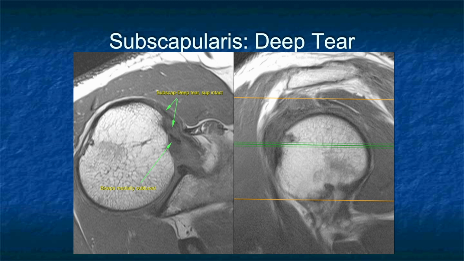Now here's a deep fiber tear of the subscapularis, and you know this has happened because the biceps has subluxed medially. Once you see biceps subluxation medially, you think that the deep fibers of the subscapularis are torn, because that ligament that you were taught about always, the bicipital ligament that holds the biceps tendon into the groove, is actually just a condensation of the deep fibers of the subscapularis.